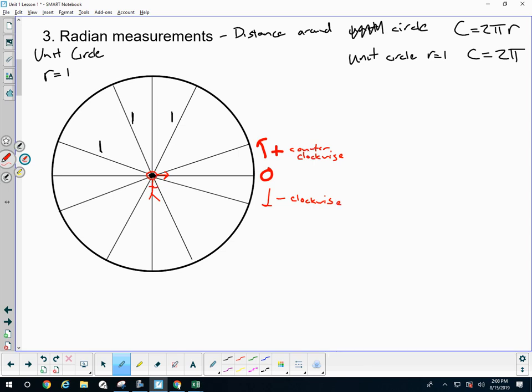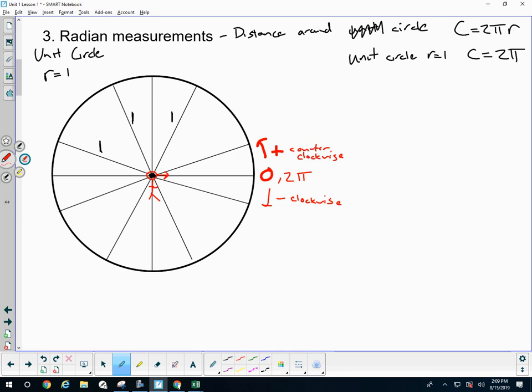So what I would be doing is going from 0, traveling around this circle, this distance. I get all the way around the circle. We call that 2 pi radians. So around an entire circle, what you have known to be 360 degrees is the same as 2 pi radians. Okay, great.